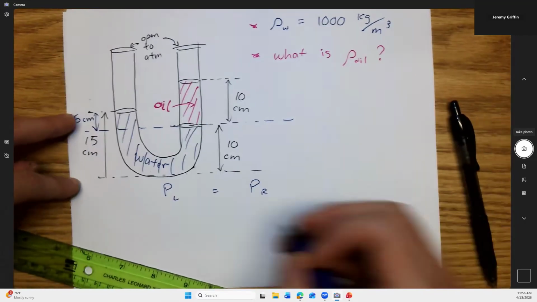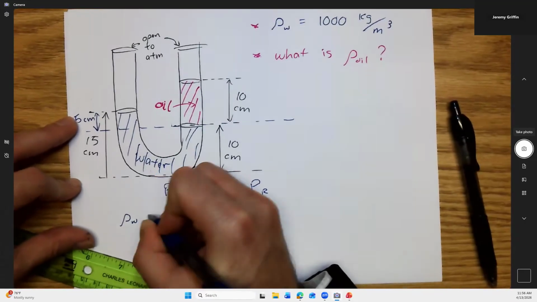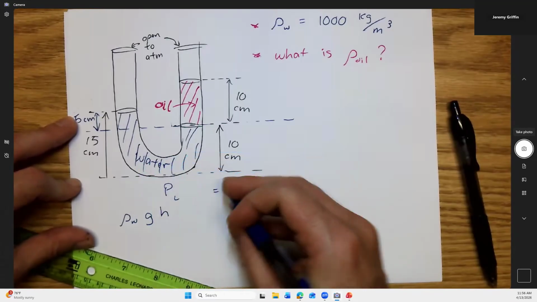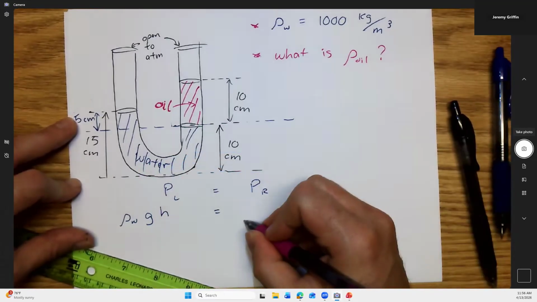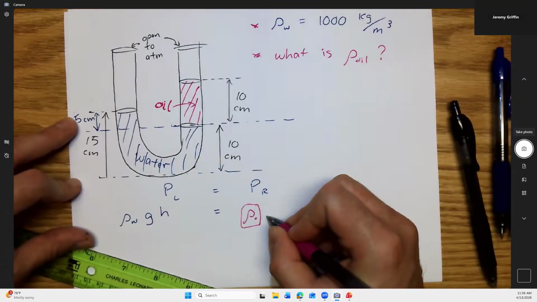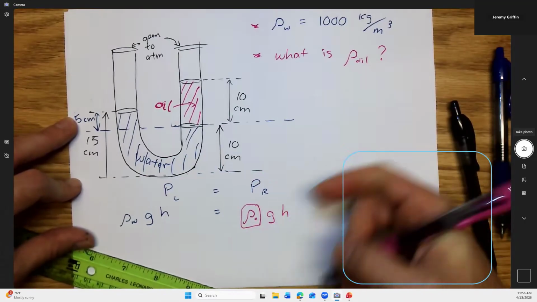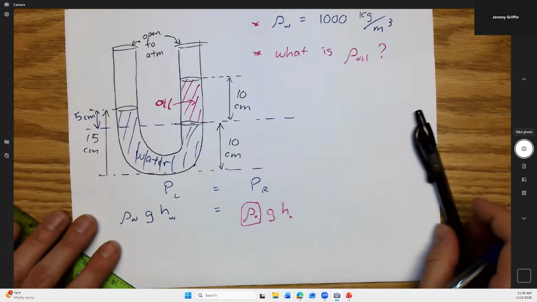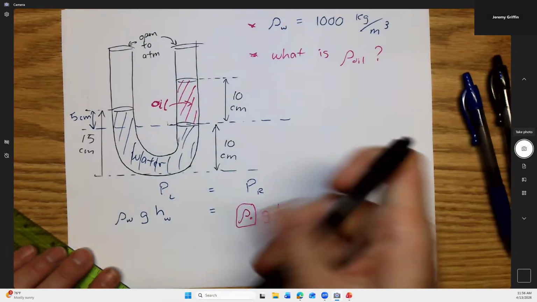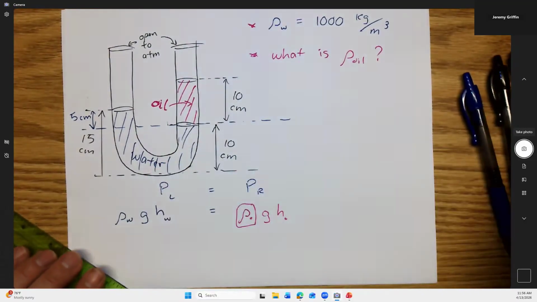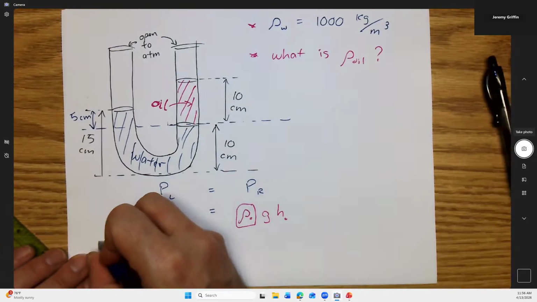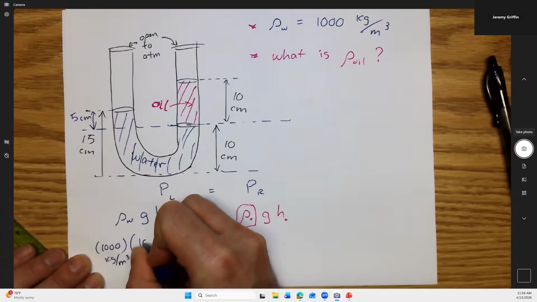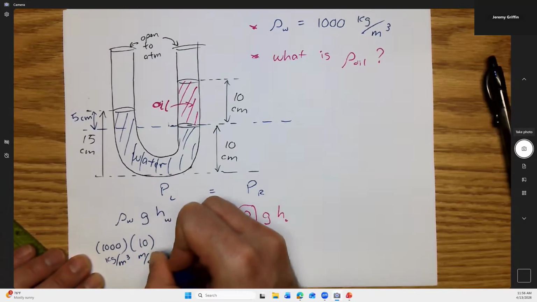The pressure on the left side, I got density of water times gravity field times the depth of water. And on the right side, I got density of oil, which we're solving for, times gravity field times the height of the oil. What variable cancels out? Yeah, gravity field. Maybe I'll write it in there, but you could cancel it out. And so I know I got 1,000 kilogram per cubic meter. Gravity, I can call it 10 meters per second squared, cancels out anyway.